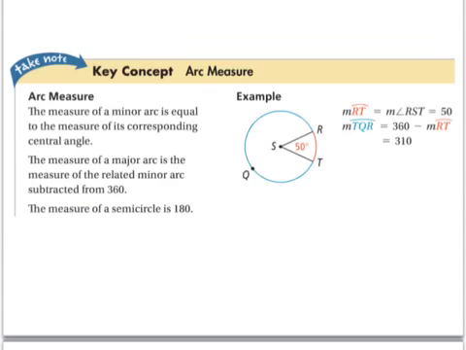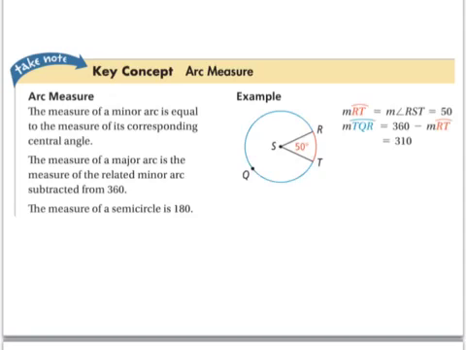All right, here is a key concept. When you're talking about the measure of an arc, you're basically referring to, well, how wide is the angle that corresponds to that arc? So arc RT would have a measure of 50 degrees because the corresponding central angle, that angle RST, is 50 degrees.